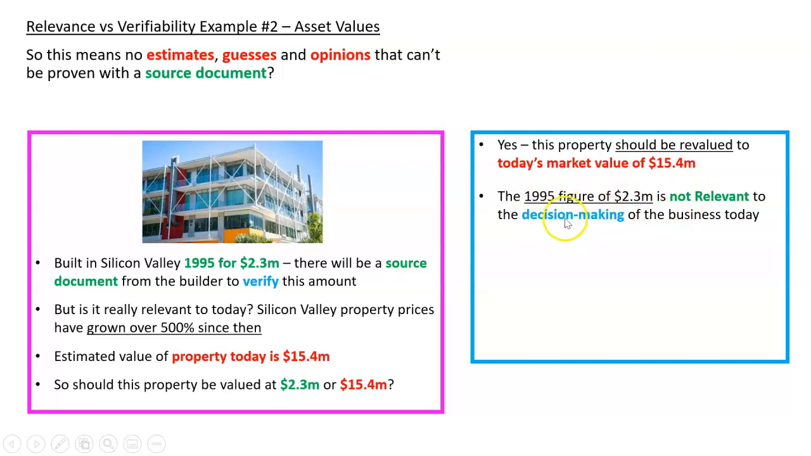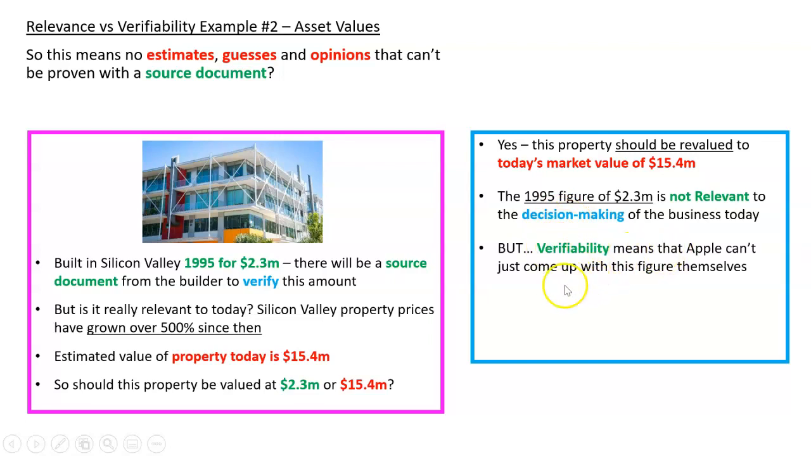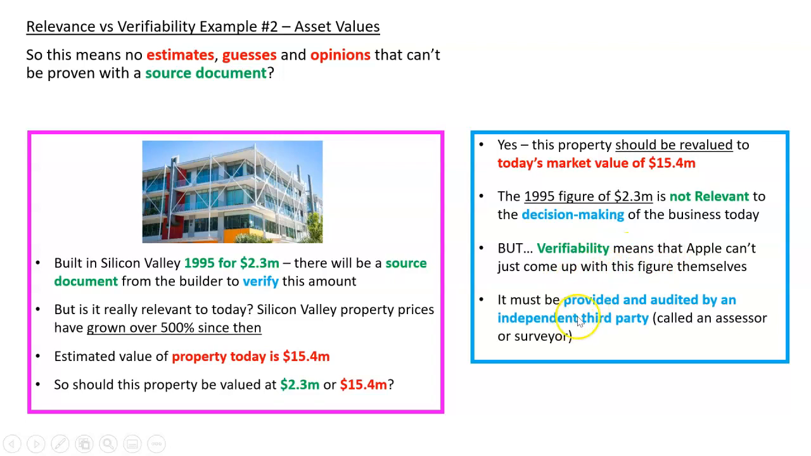It's just not important. It doesn't affect any decisions we make today. So, verifiability: does that mean that Apple can just come up with this figure themselves? Of course not. What must happen is, this $15.4 million can't come out of thin air. It's going to be an estimate, but we could get that estimate provided and audited by an independent third party, which in the real world we call an assessor or surveyor. So that's how we resolve the contradiction. We do need to make an estimate, but it's got to be an educated estimate, provided by and audited by an independent third party.